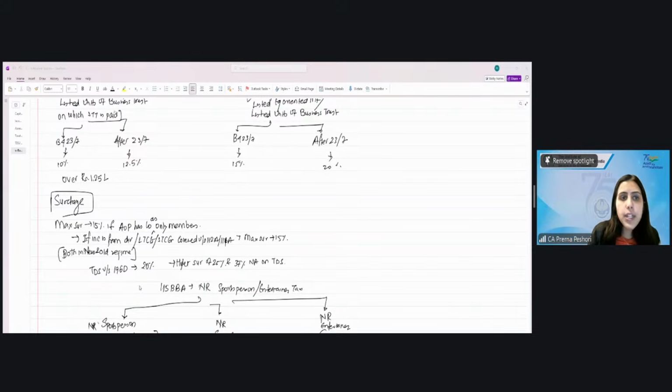And here indexation, the first proviso to 48, is not applicable at all. Plus, they are not required to file any return of income if this is their only income and the tax has been duly deducted in respect of it.